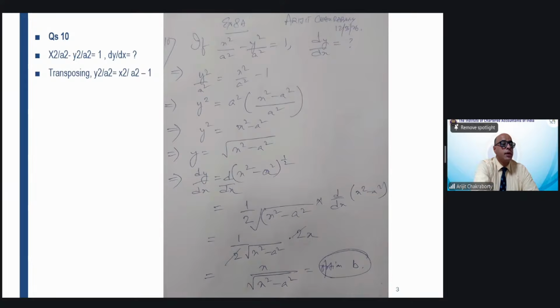So what we are doing, x squared by a square minus y squared by a square is 1. So transposing, we are getting y square by a square is x square by a square minus 1.